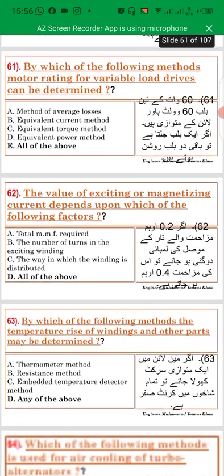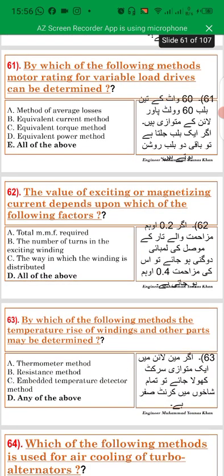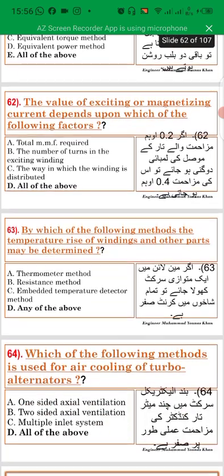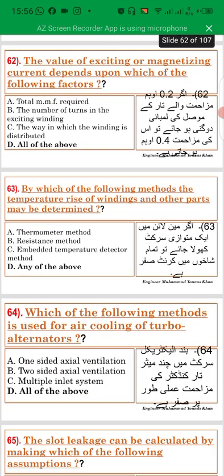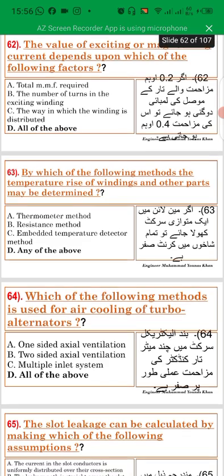By which of the following methods can motor rating for variable load drives be determined? Method of average losses, equivalent current method, equivalent torque method, equivalent power method. The value of exciting or magnetizing current depends upon which of the following factors: total MMF required, the number of turns in the exciting winding, the way in which the winding is distributed.